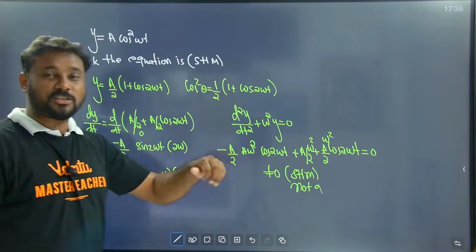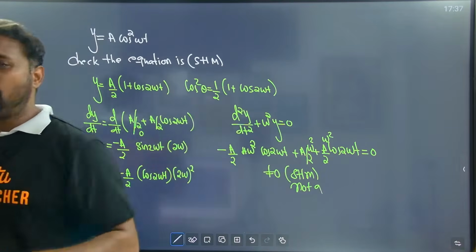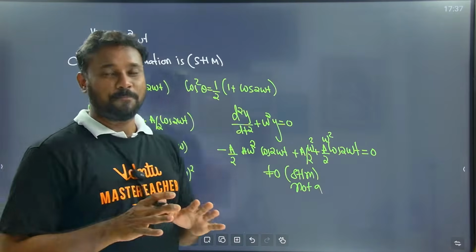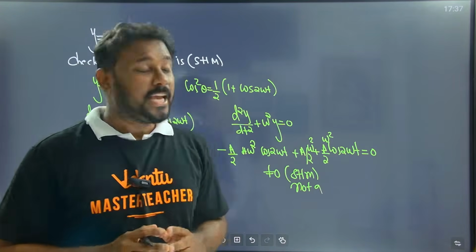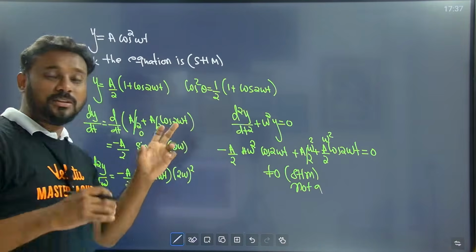So the sin square function, cos square function, sin cube function, cos cube function, all of these are not simple harmonic motion. Is it clear? This must be known clearly. Is it periodic motion? Yes, it is a periodic motion because omega is there.